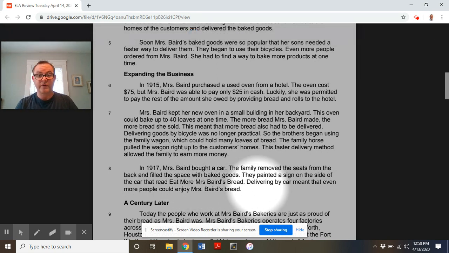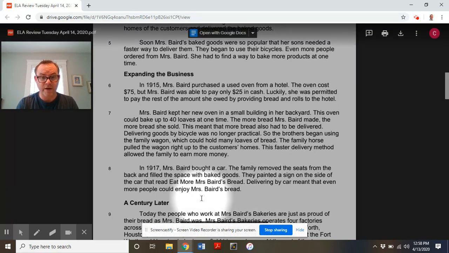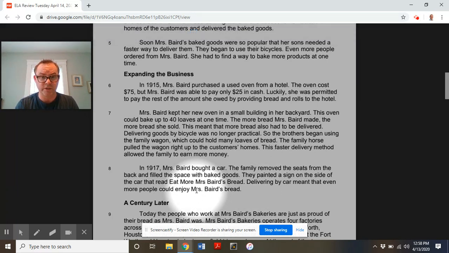Actually, well, now that we're ready for our annotation, I think that line right there is going to be particularly important. Mrs. Baird's bread. Now, what happened? Well, her bread was becoming so popular that she had to improve the way that she made it by buying the oven and by the way that it was delivered by actually buying a car, taking all the seats out, and putting all the bread in there. Wow. Okay. So, topic. What is our topic here? We're going to say that last line right there, Mrs. Baird's bread. Go ahead and write that down now.